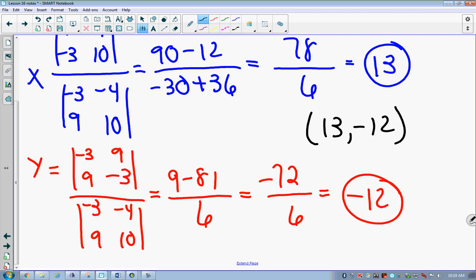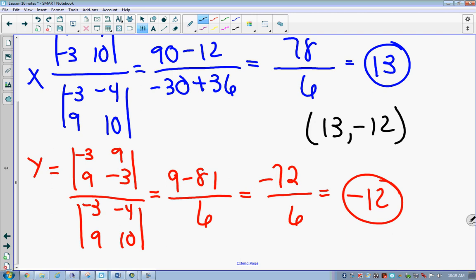Do we understand the steps? Yeah. I mean, is it a lot of work to get my x and my y? I would say it's maybe more work than elimination, maybe. But it's really not terrible, right?